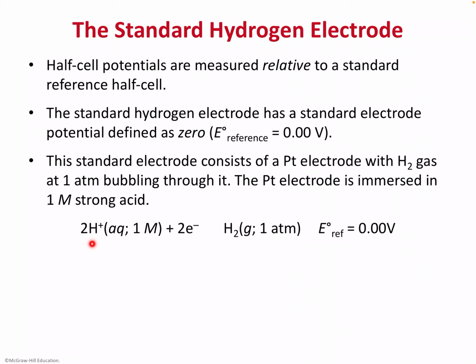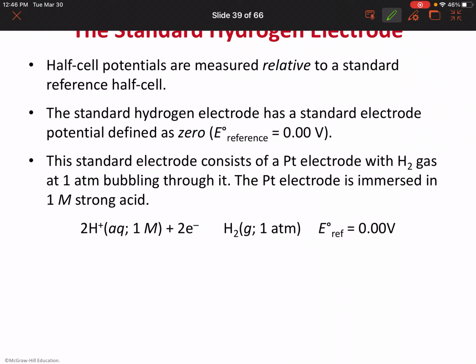So 2H plus, with a strong acid, could be hydrochloric acid, aqueous 1 molar solution, takes 2 electrons and gives hydrogen gas. And the E0 reference for this is 0.00 volt.